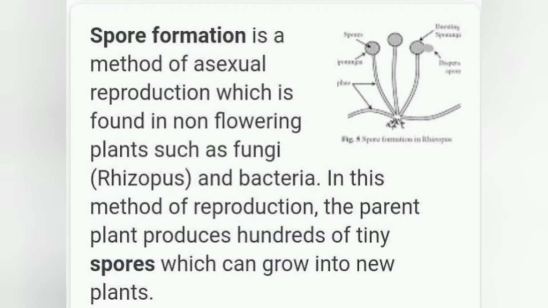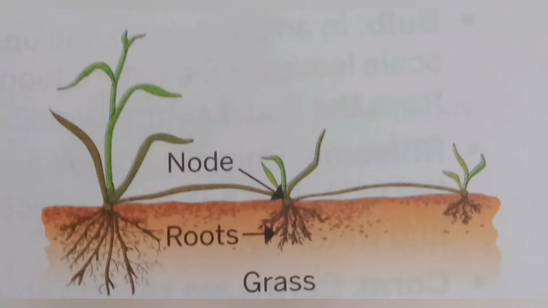Next is spore formation. Spore formation is a method of asexual reproduction which is found in non-flowering plants such as fungi and bacteria. In this method, the parent plant produces many tiny spores which grow into new plants. The main example is Rhizopus. Next we will read about vegetative propagation.